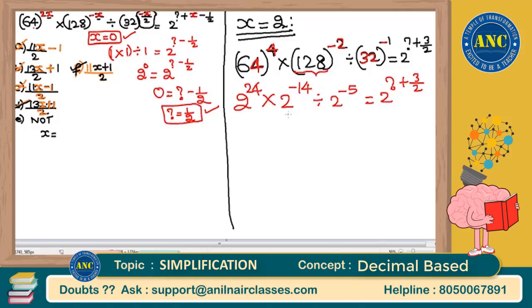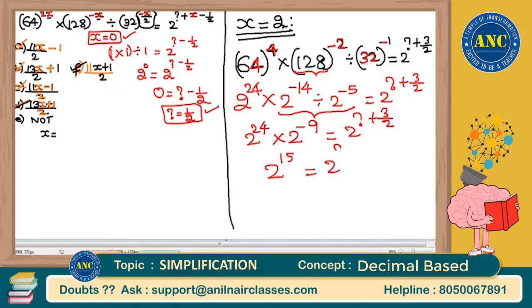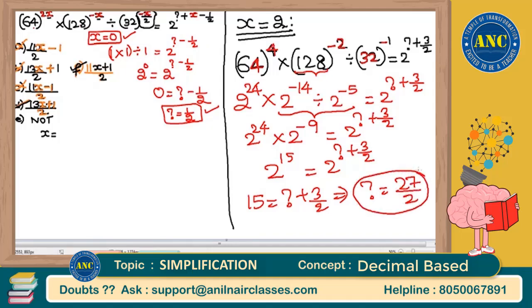This will come as 2 power minus 14 divided by 2 power minus 5, which you will get as 1 by 2 power 9, or in other words 2 power minus 9. Into 2 power 24 is equal to 2 power question mark plus 3 by 2. 2 power 24 minus 9 is nothing but 15, equal to question mark plus 3 by 2. So 15 is equal to question mark plus 3 by 2. You will get the value of question mark as 15 minus 3 by 2, which is 27 by 2.